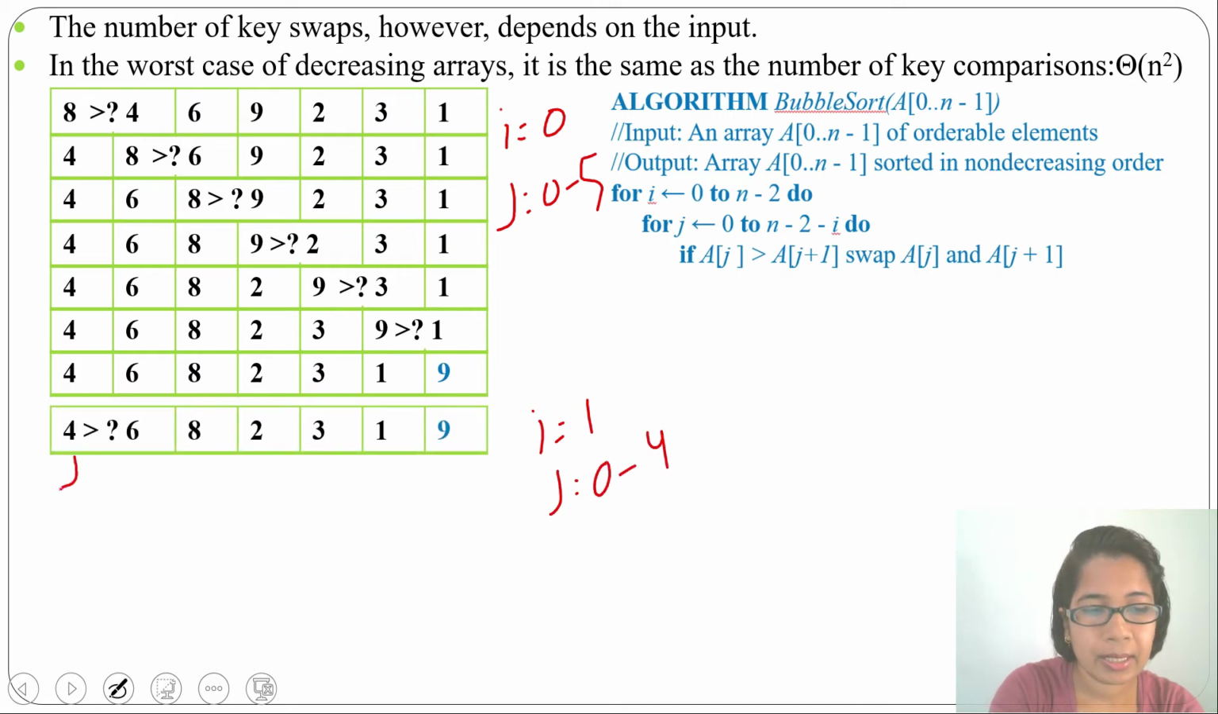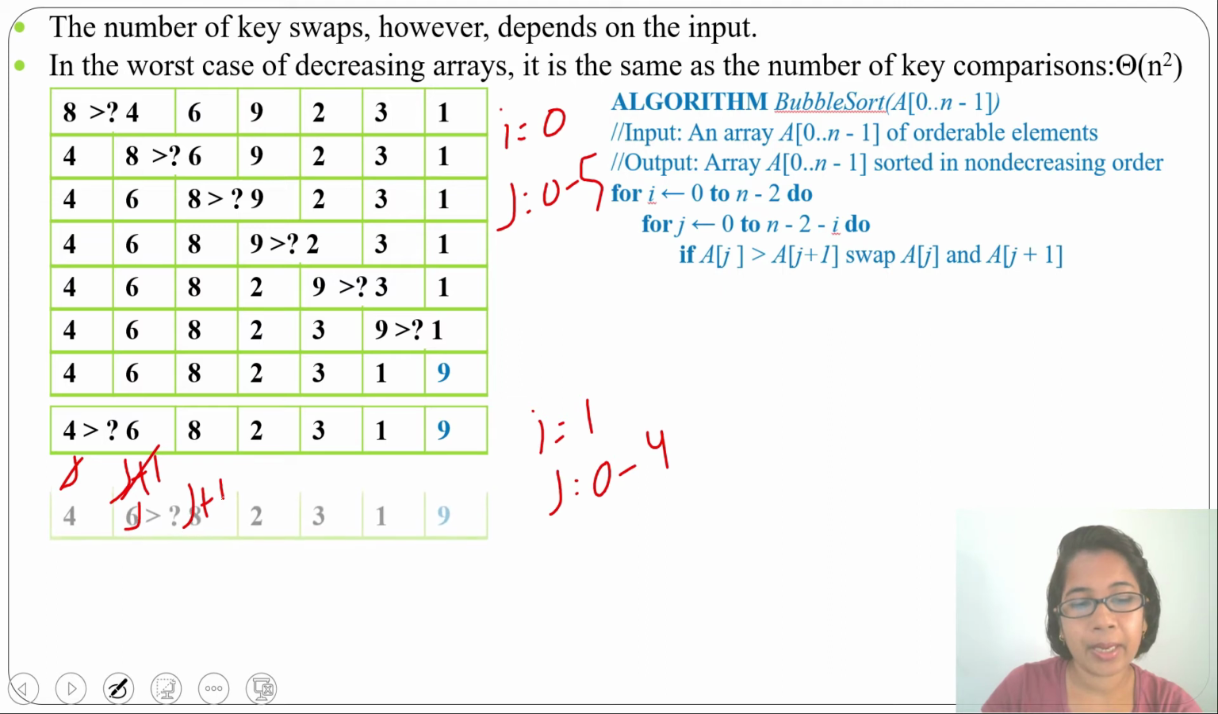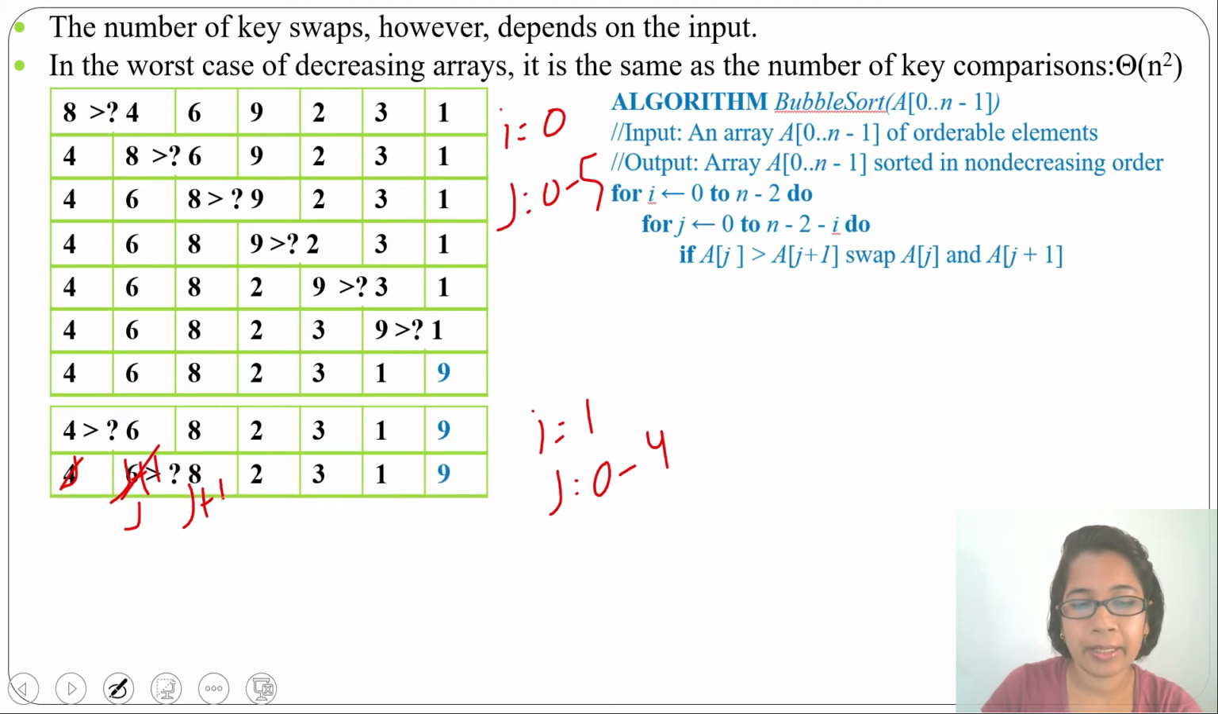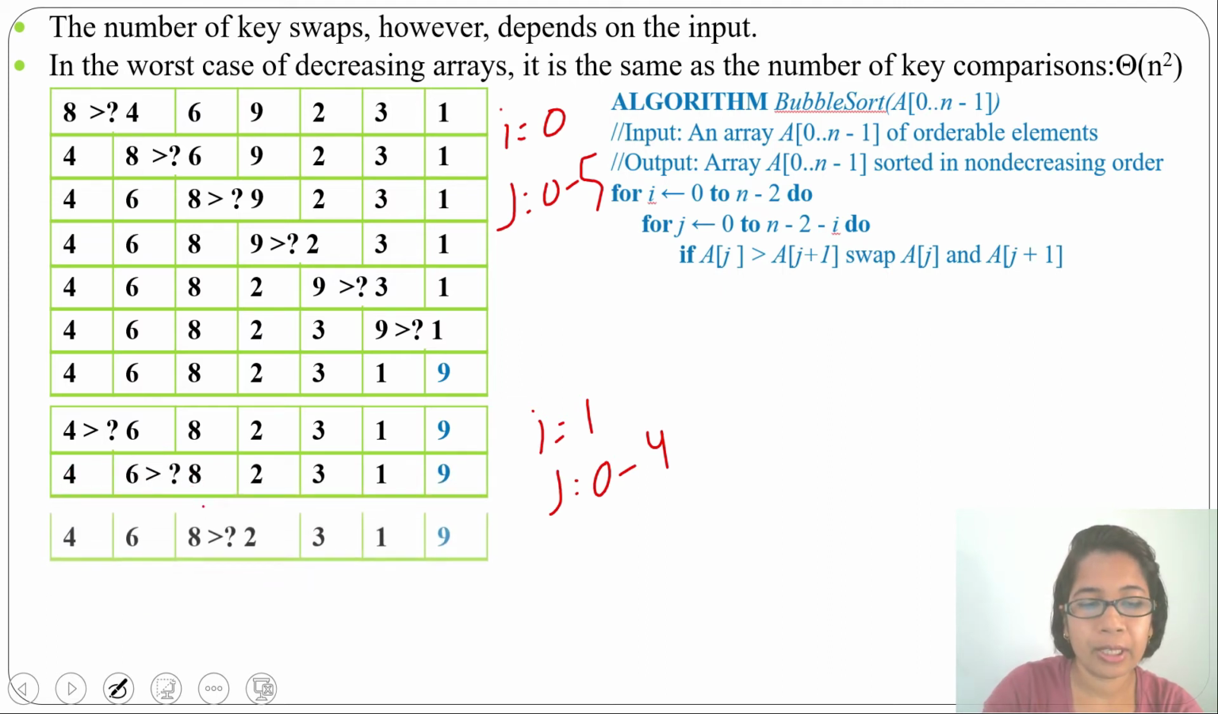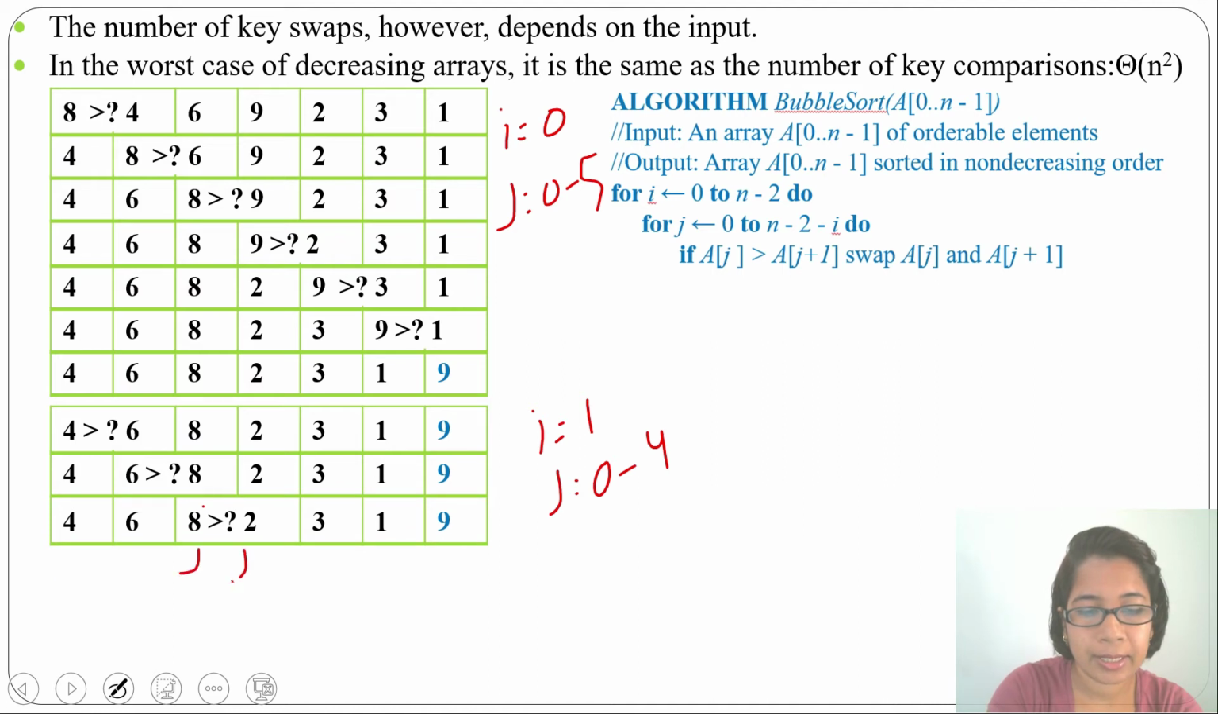Now j is this and j plus 1 is this. We will compare, is 4 greater than 6? No. So next j value will increase. So we'll again compare, is 6 greater than 8? No. Now j value will increase. Now j is this and j plus 1 is this.